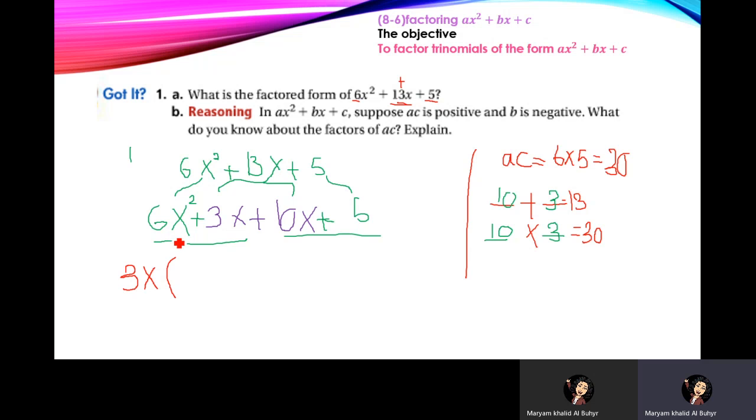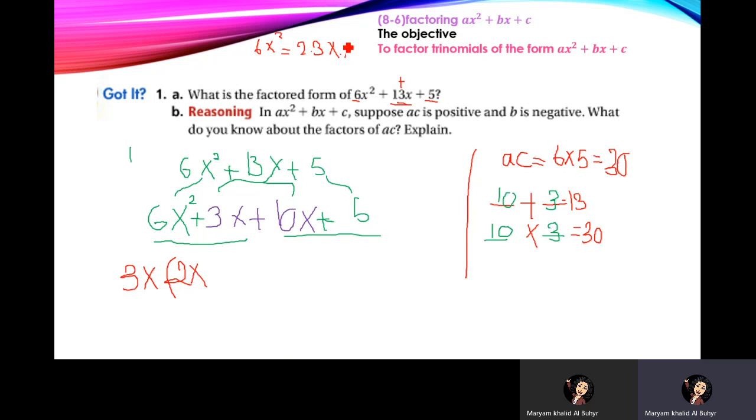What is the number once you multiply this 3x by? You will get this 6x squared. It is 2x, right? And that's what we learned. I'm not going to repeat the previous lesson. If you need to find the greatest common factor between two terms, please go back to the previous lesson. So remember, 6x squared is like 2 times 3 times x times x.